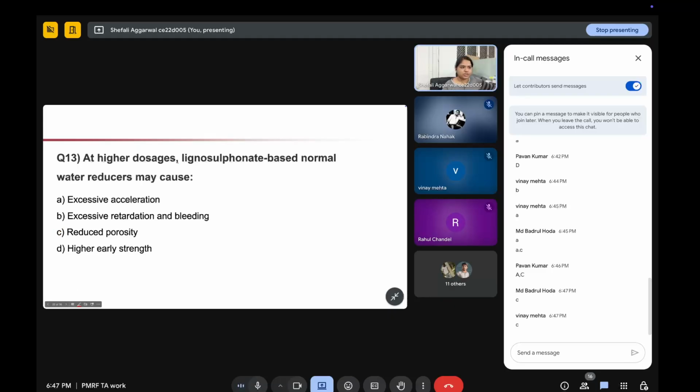At higher dosages, lignosulfonate based normal water reducer may cause excessive acceleration, excessive retardation and bleeding, reduced porosity or higher early strength. B. Excessive retardation and bleeding. Correct.